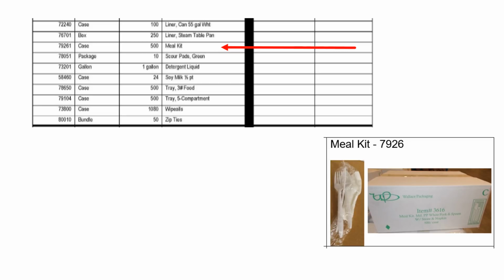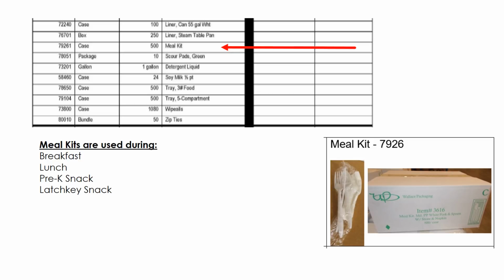Meal kits are utensil packs. They contain a fork, spoon, straw, and napkin. Meal kits are our most commonly used supply, being used at breakfast, lunch, pre-K snack, and latchkey snack. You'll need to order enough meal kits for each of these programs at your school. All schools serve breakfast and lunch, but most schools have pre-K and/or latchkey snack.